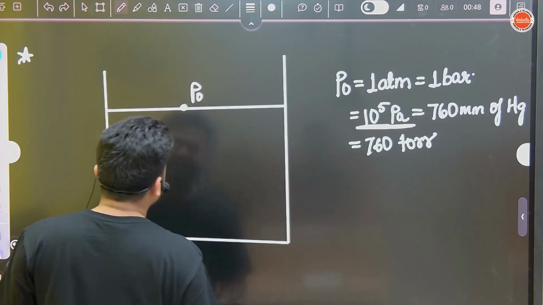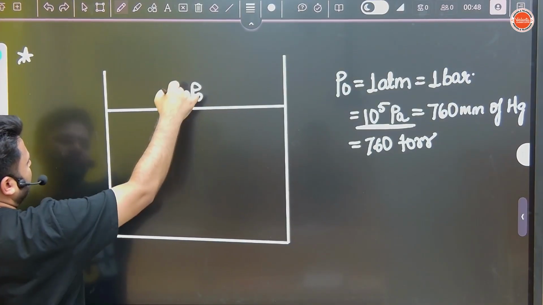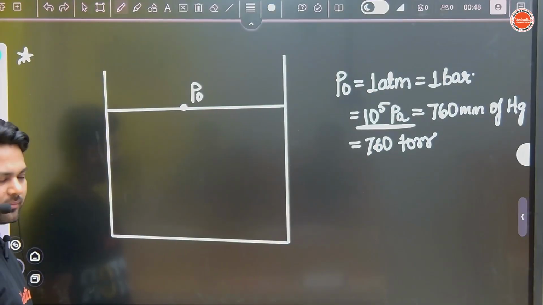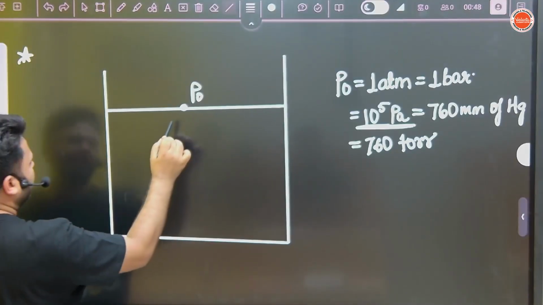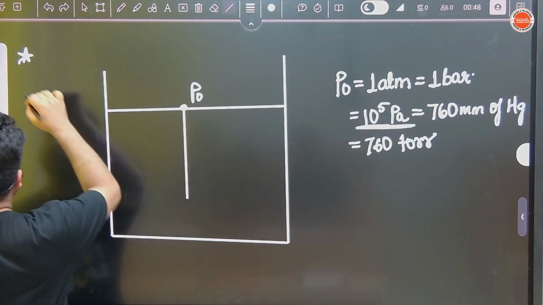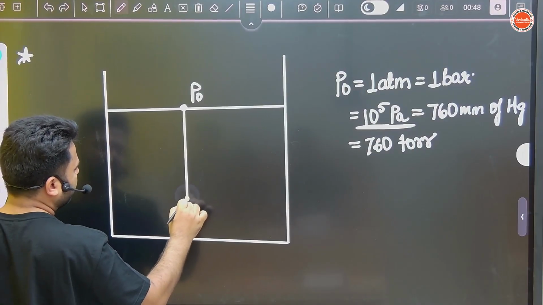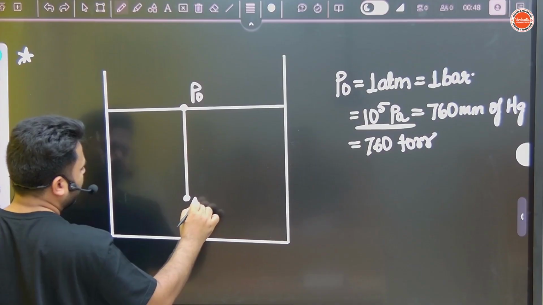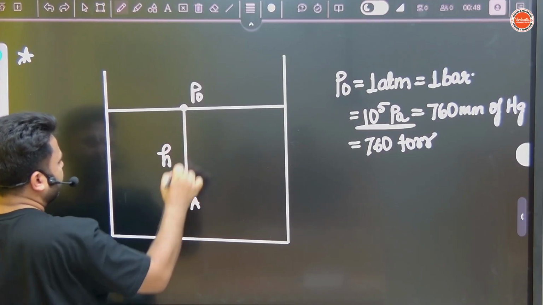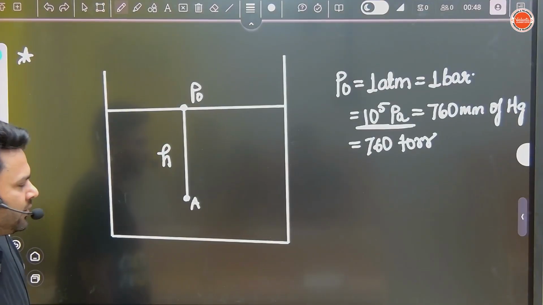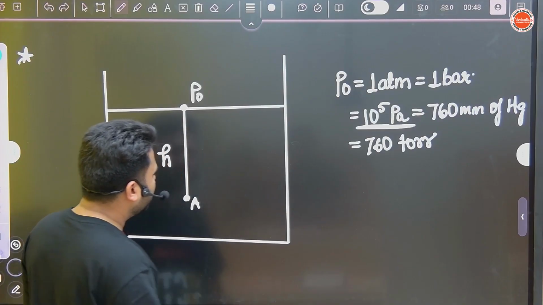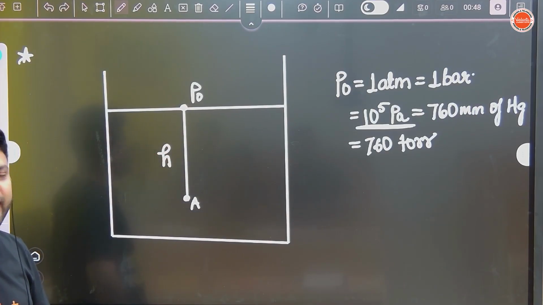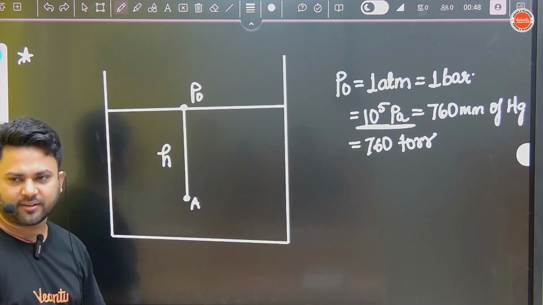So what I was saying, this point of the liquid is exposed to the atmosphere. So this point is having pressure P naught. Now as we move down, suppose there is a point A, which is at a distance, depth of how much? H. So if someone asks what is the pressure at A, if we compare P naught and A, which point will have more pressure or they will have the same pressure?